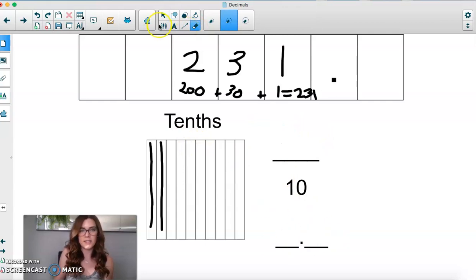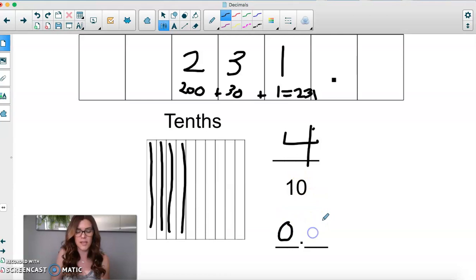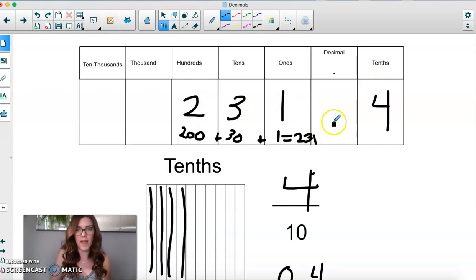So, let's say this time I have 4 colored in. That means I have 4 of the 10 pieces colored in, so I have 4/10. And in order to write that as a decimal, I don't have any whole numbers, so it would be 0 and 4/10. If I wanted to add 4/10 to my whole number up here on my chart, 231, I would add 4/10 here. So I would read this as 231 and 4/10. So let's go ahead and do some examples on the next slide.